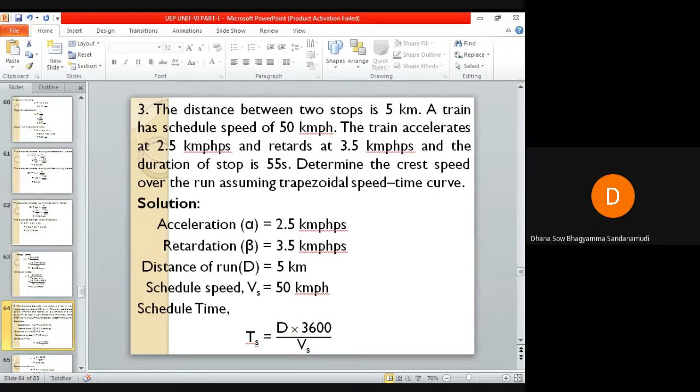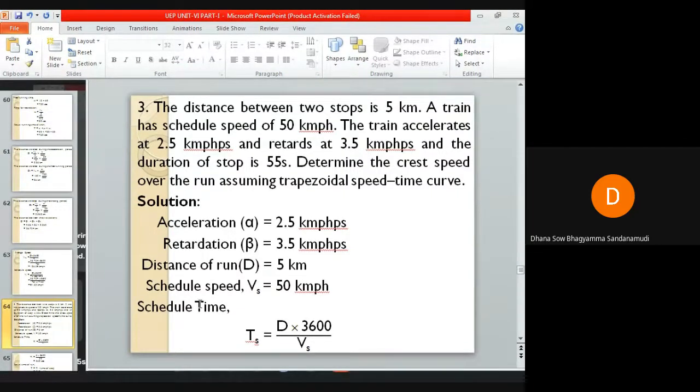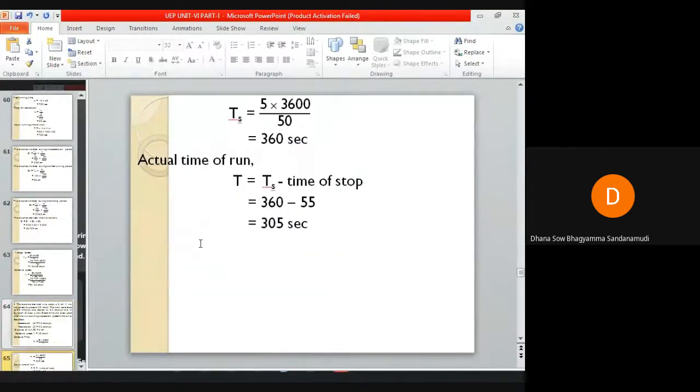Completed? Make it fast. Very good. So we can determine the scheduled time now depending on the data that is provided here, that is, if your distance between the stations and the scheduled speed is given. So Ts is equal to, the distance is 5 and scheduled speed is 50, so 5 into 3600 by 50. You will get 360 seconds. So the scheduled time is 360 seconds.